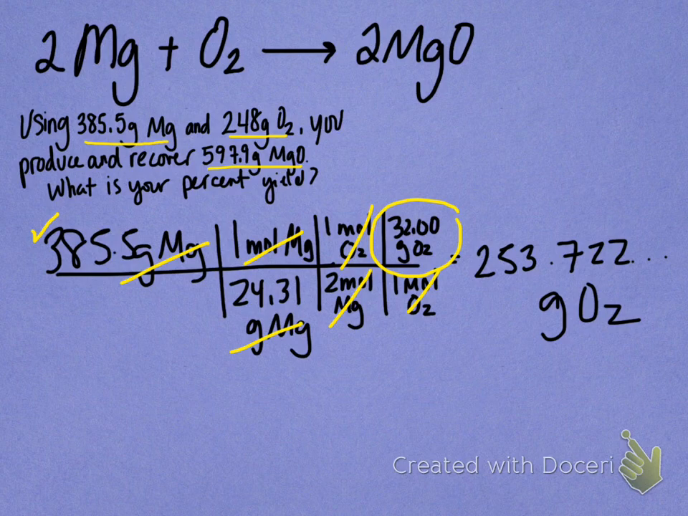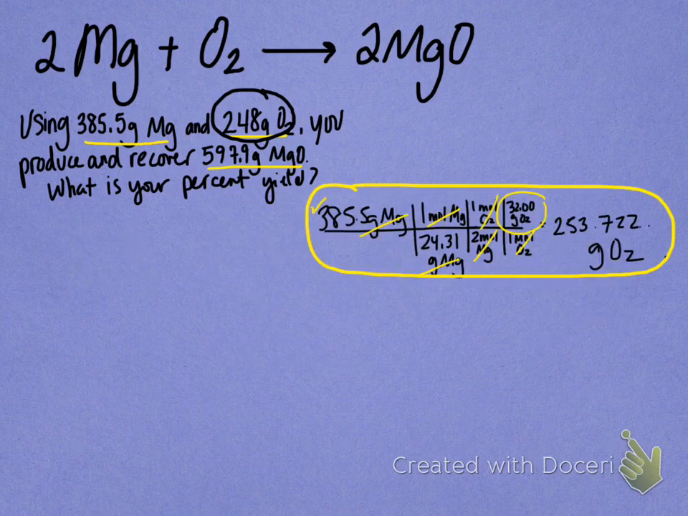What am I saying? Well, you might want to pull out your sentence paper. 385.5 grams of magnesium could react with 253.7 grams of oxygen, but we only have 248 grams of oxygen. Therefore, oxygen is our limiting reactant, which means oxygen is what's going to control how much product we can make. So, the good news is, we don't care how much magnesium is left over, so we don't have to do another factor label. We just had to know which one was limiting. Okay, so, good. Now what?